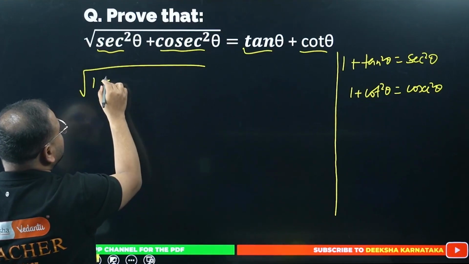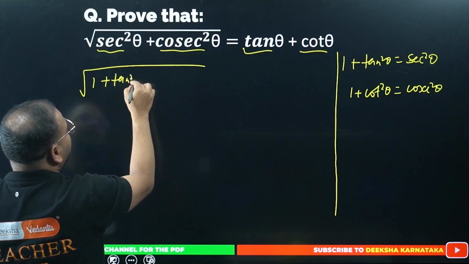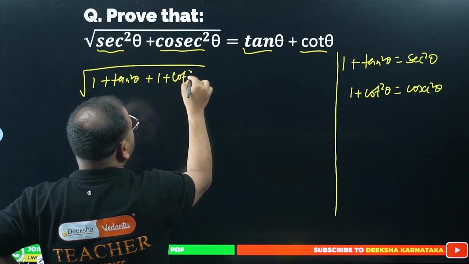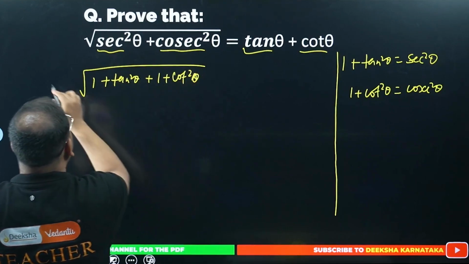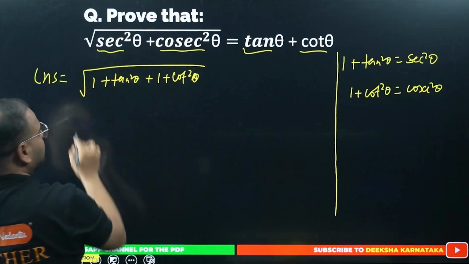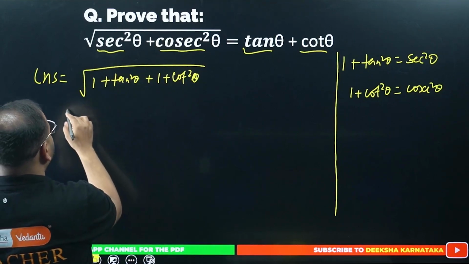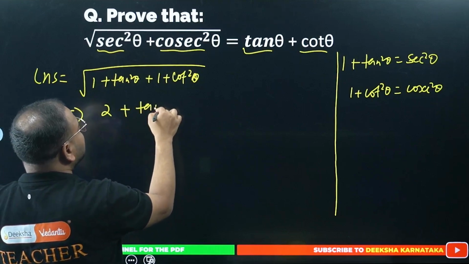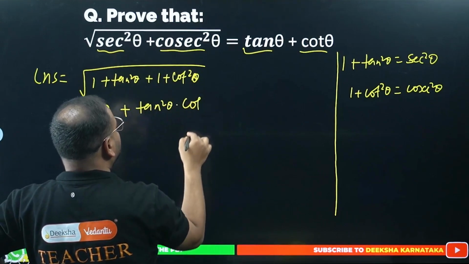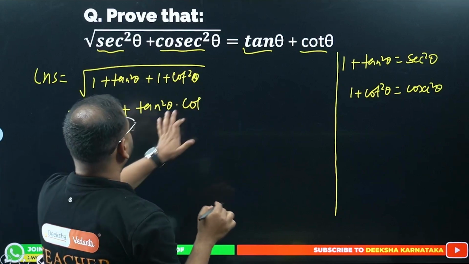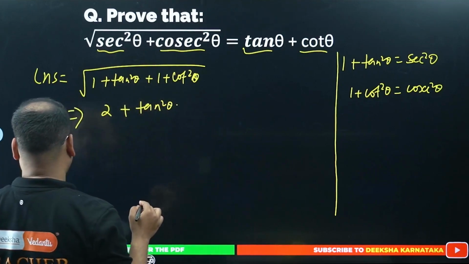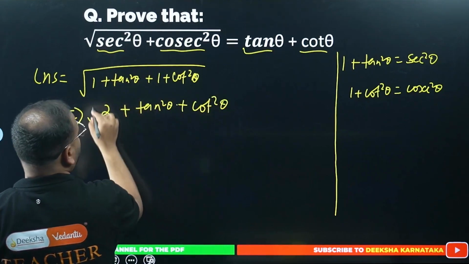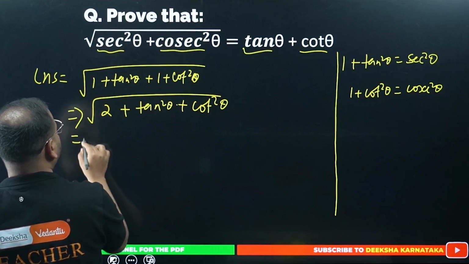So 1 plus tan square theta plus 1 plus cot square theta. This is my LHS, right? LHS only. Next step will be 1 plus 1 will be 2. 2 plus tan square theta plus cot square theta in the root. This is okay. Next step you'll see.